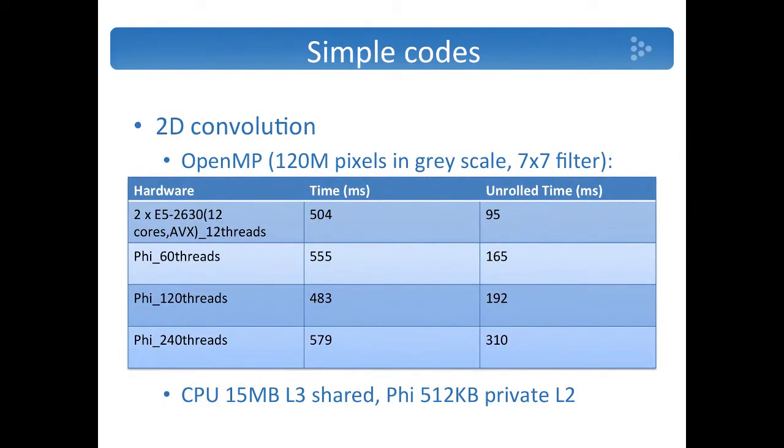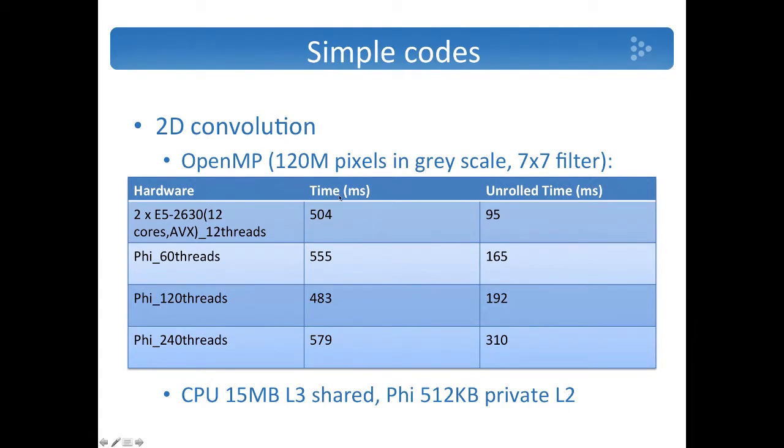For this two-dimensional convolution, I'm using a very huge image to test it, 120 megapixels in grayscale. We have 2 Xeon CPUs on Goblin node 49, each with 6 cores and 15 megabytes of L3 cache. So in total we have 12 threads on the CPUs. And I tested different thread counts on Xeon Phi: 60, 120, and 240 threads.